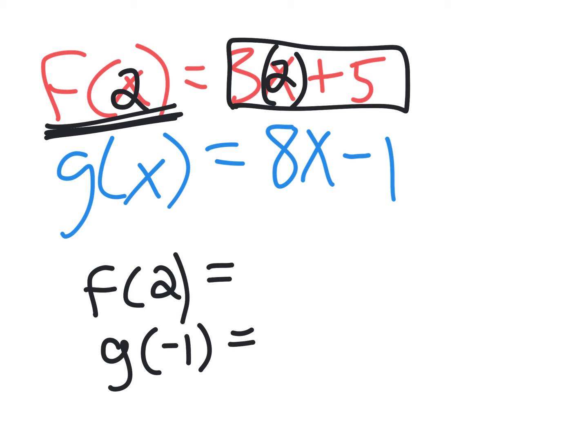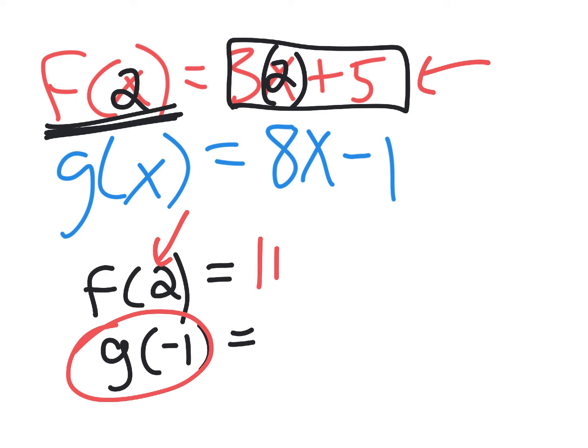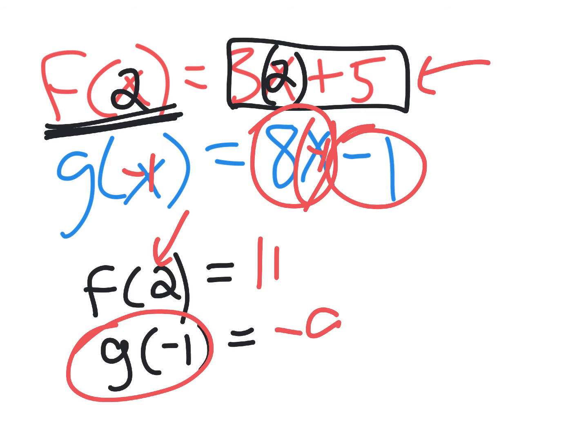So for today, we're just doing a few last practice problems before we start the practice test. And this is one of them. We put 2 into the f function, and then we got 11. 3 times 2 is 6 plus 5 is 11. G of -1, we stick -1 in for the g of x function, and you get -8 minus 1, -9. Raise your hand if you had that one right. Okay, good. Those are supposed to be easy.